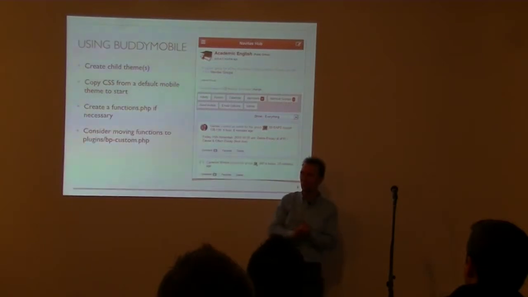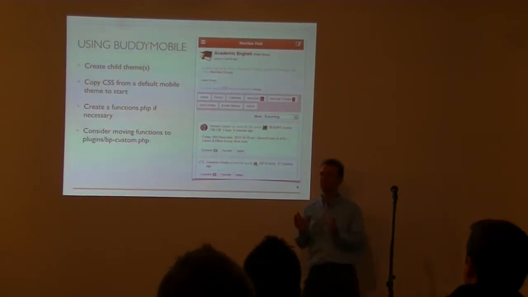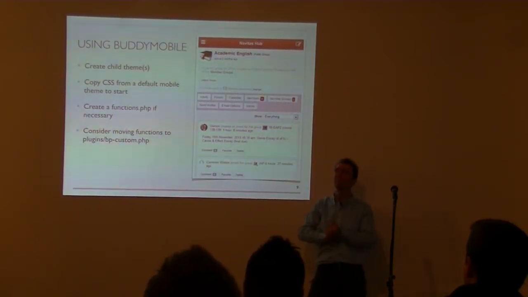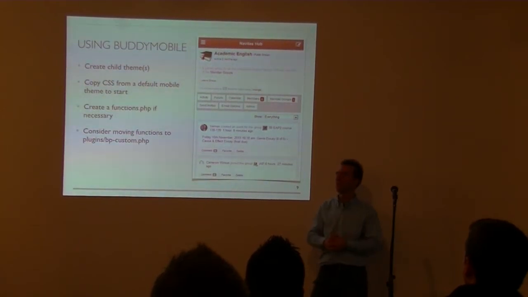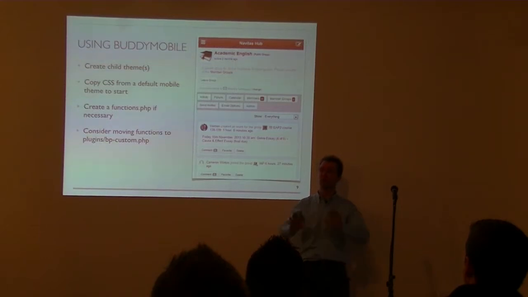It sits in your plugins folder. That basically is a place to put any functions which are independent of your theme. So that was quite important for us to shift a lot of our privacy and other functions into BP Custom to make sure they work across both themes at the same time.